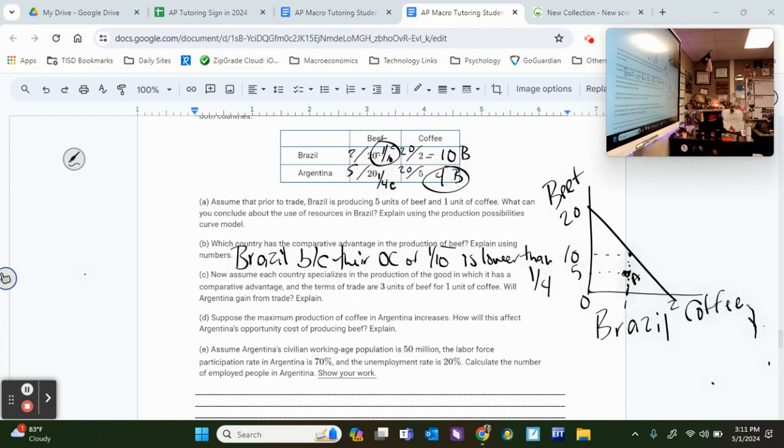Letter C. Yeah, that's what you want to do when we're doing questions.